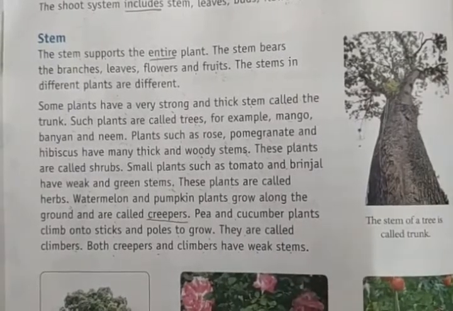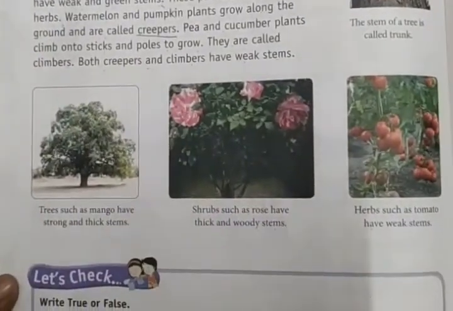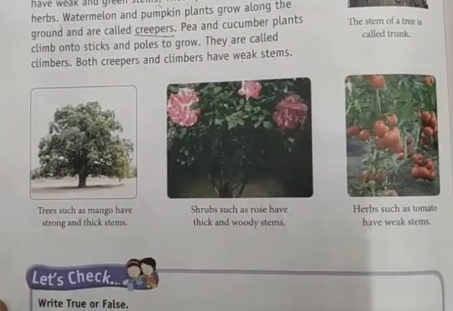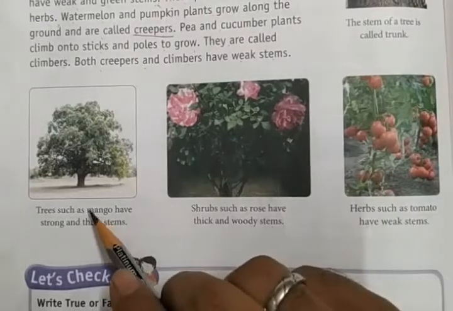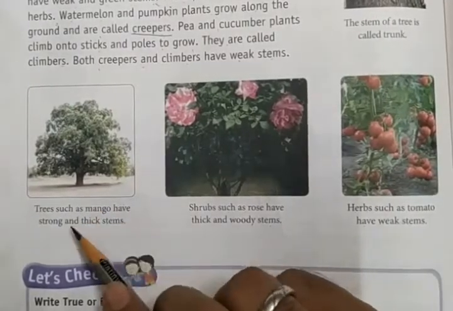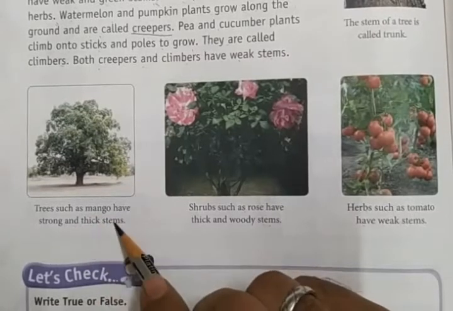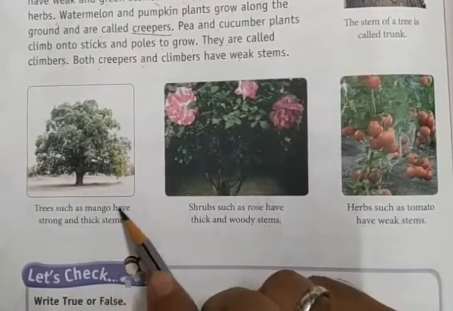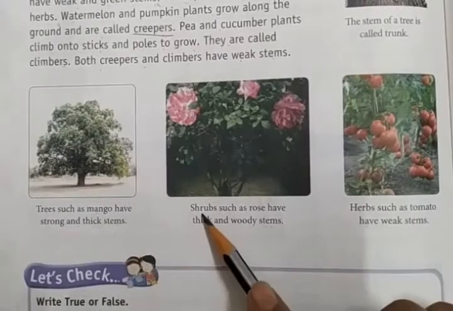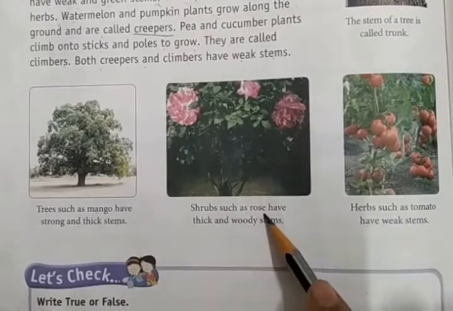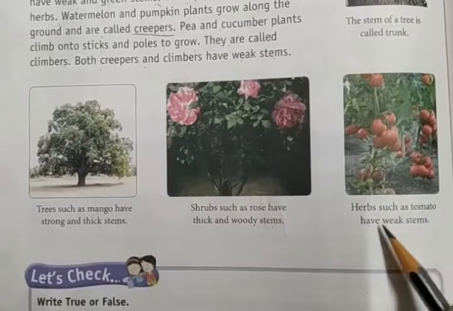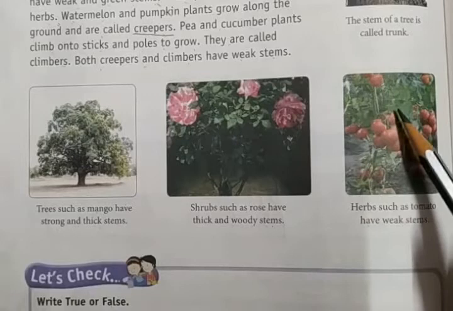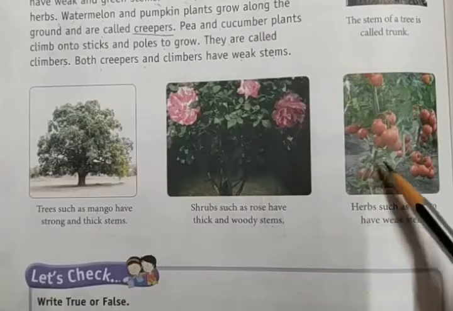ತಿಳಿತಾ ಮಕ್ಕಳ? So here you can see the pictures of trees, shrubs, herbs and creepers and climbers. I'll show you. This is called as a tree such as mango tree. Trees such as mango have strong and thick stems. Shrubs such as rose have a thick and woody stem. Herbs such as tomato have a weak stem. Tomato stems weak ಮತ್ತು green in color ಇರ್ತವೆ, right?